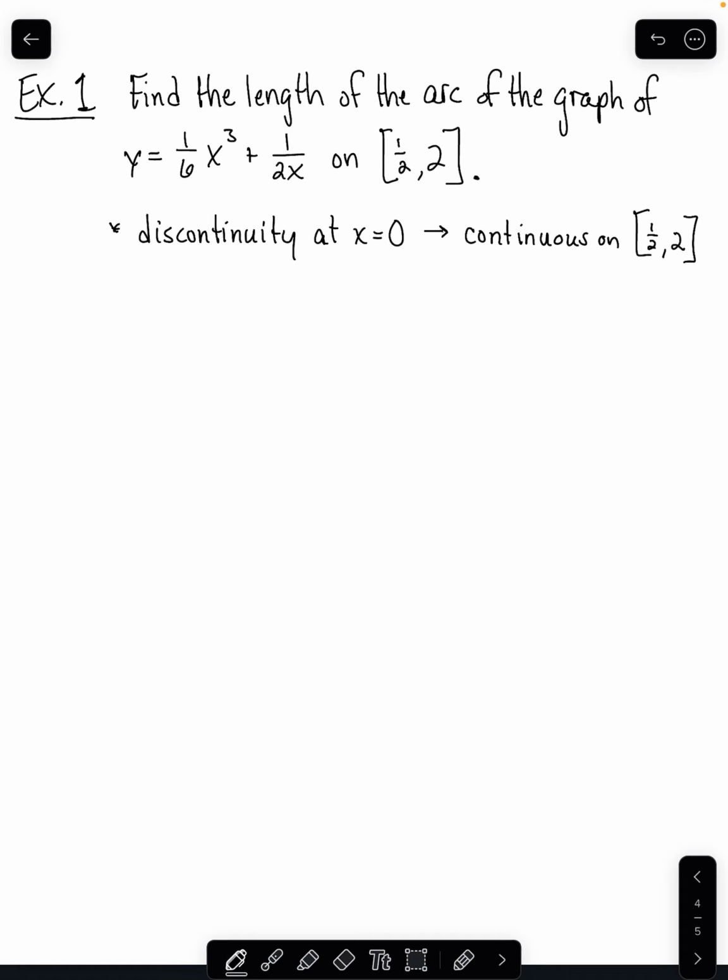Thus, we can find the arc length as the definite integral from 1/2 to 2 of the square root of 1 plus f prime, which is 1/2 x squared minus 1/2 x to the negative 2 squared, dx.